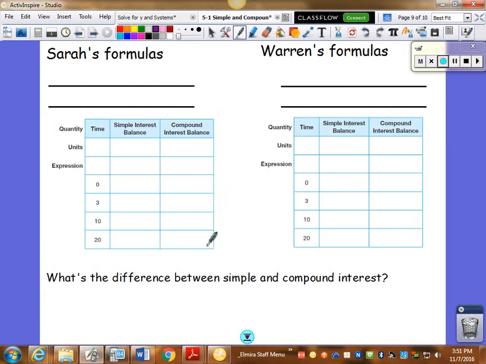Okay. The last part of your homework assignment is going to ask you to take the linear and compound interest formulas for the same situation and compare them. So let's do that with Sarah and Warren. Sarah's linear simple interest was 400 plus 28t. Her compound interest is 400 times 1.07 to the t power. And the units of this is going to be money.